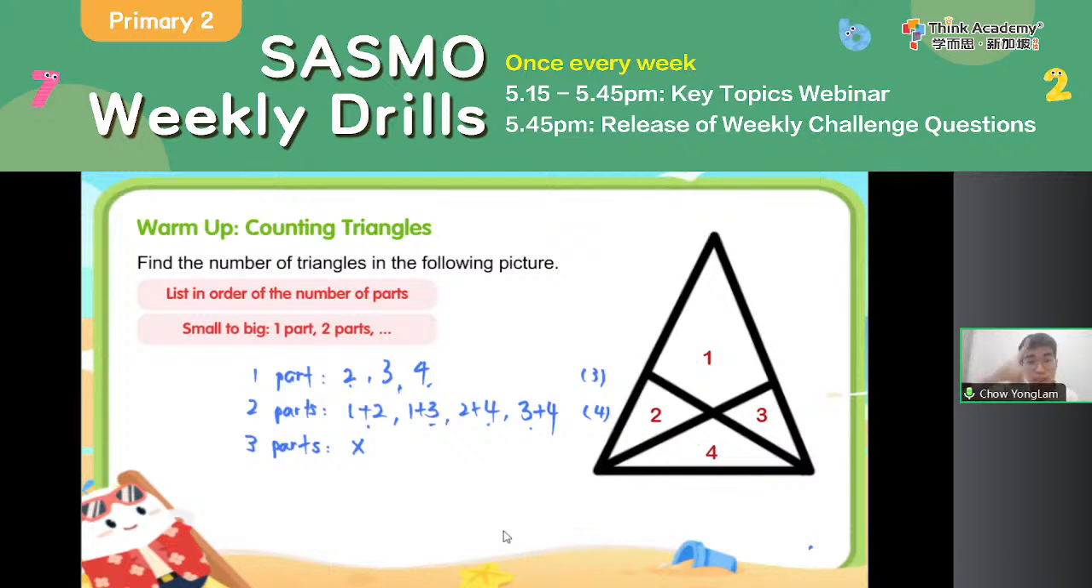But don't stop here, okay? Don't give up. Just because 3 parts doesn't work doesn't mean that if I use 4 parts, there are no triangles. In fact, 1, 2, 3, 4, the entire figure, is already one triangle. So we have one more triangle formed using 4 parts: 1 plus 2 plus 3 plus 4. So that's one more triangle.